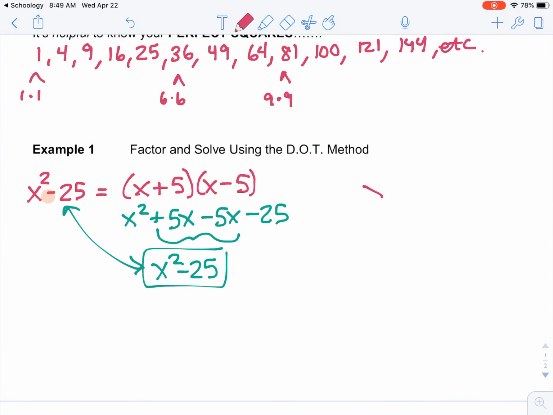Okay, if I asked you to factor x squared plus 64, first thing we're looking for is that negative sign. So it's not a negative, it's a positive. So this is prime, okay, which prime again means we cannot factor.